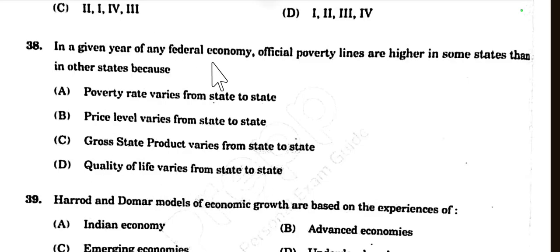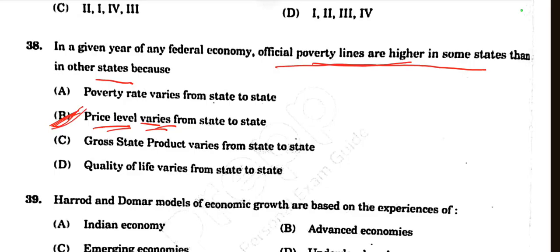In a given year of any federal economy, poverty lines are higher in some states and lower in some states, because the main reason is that the price level varies from state to state. All other options may be reasons, but the most important reason is that the price level varies from state to state. That's why official poverty lines are higher in some states and lower in other states. So option B is the right statement here.